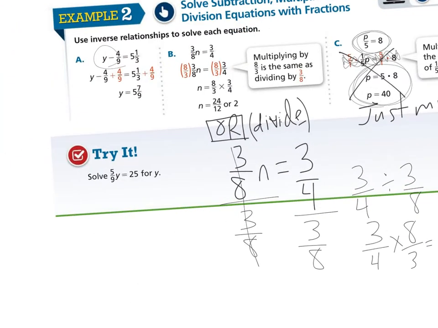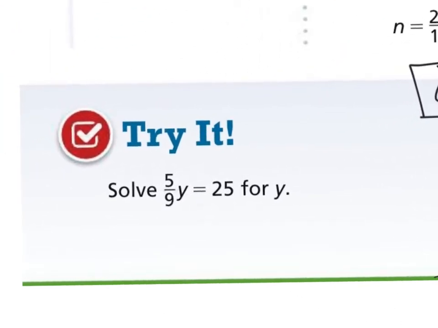Alright, so if you look at the try it here, we are solving the equation. So the equation, just the middle part here, the equation is 5/9 y equals 25. We are solving the equation for y. We're trying to figure out what y would be equal to that would make this equation work.